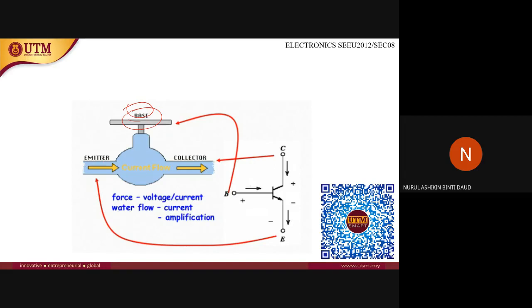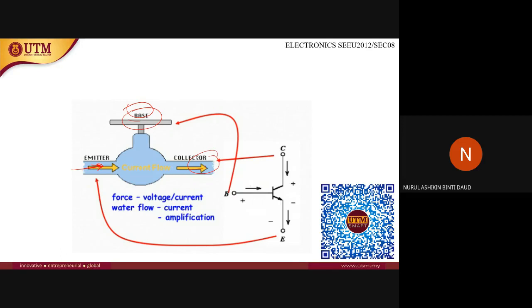Okay, the emitter is at the beginning of the base, and the collector is at the end. So the force, voltage, or currents flow. The water flow is just like the currents and the amplification. The base will control. If the base allows a lot of currents to flow, it will amplify. At the collector it will amplify the currents. It means that the collector will receive lots of currents.